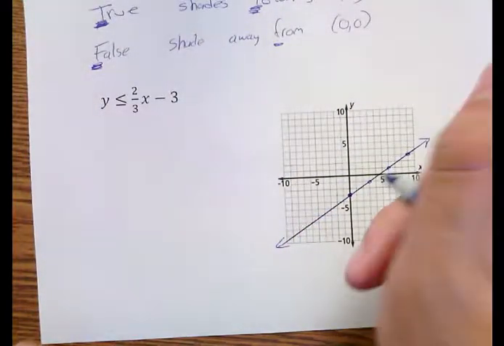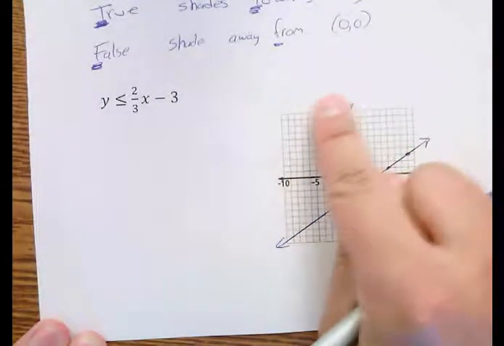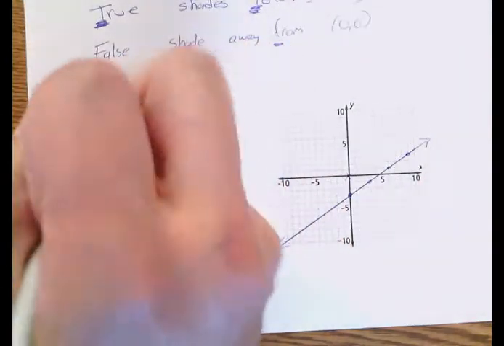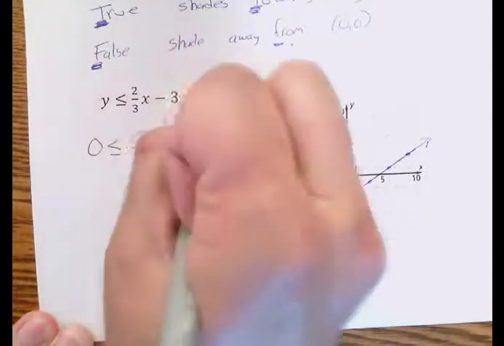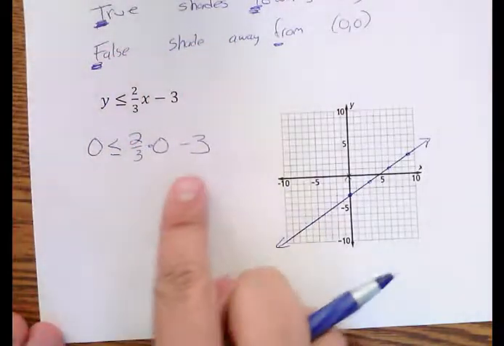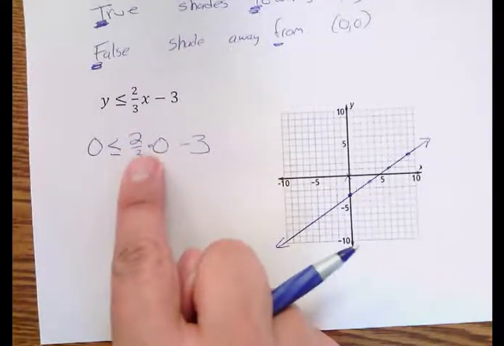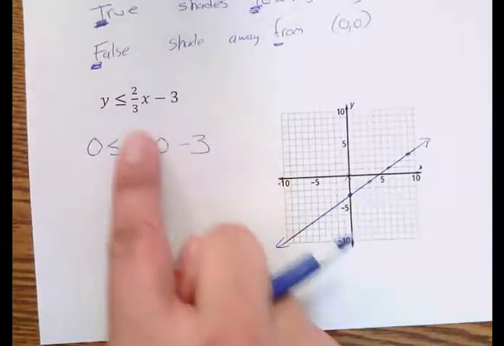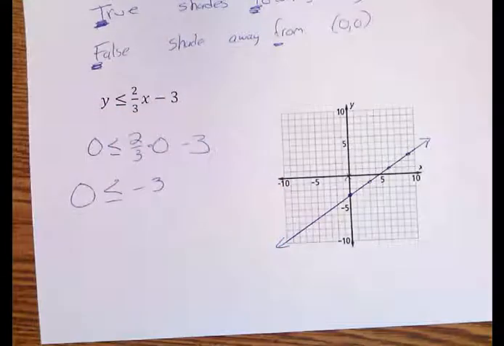Last step, got to figure out where that shading's at. So 0, 0 is on top. So we're either shading on top or we're going to be on bottom. So we plug in 0, 0. So I have 0 is less than or equal to 2/3 times 0 minus 3. I could plug that all into a calculator if I'm not sure. 2 divided by 3 times 0 minus 3. Or just know 2/3 times 0 is 0, minus 3 is -3. So we have 0 is less than or equal to -3.